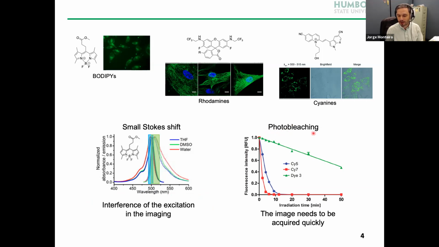And the biggest problem is photobleaching. Photobleaching means that the emission intensity is bleached as a function of time, and this can be really fast. For example, here for cyanine dyes, 10 minutes is enough to completely bleach the compound, and then all of a sudden your image will disappear. So, very unstable compounds.